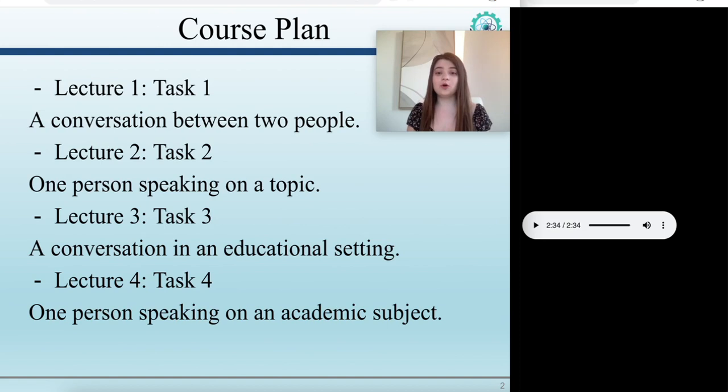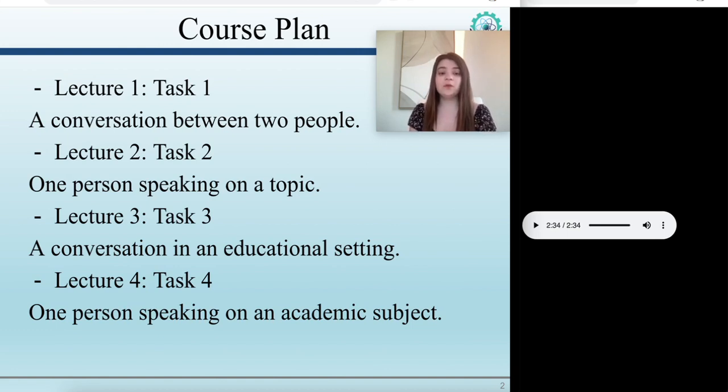So let's go over our course plan. Pretty straightforward. Today we're going to be hearing a conversation between two people, and we're going to answer some questions about it. So that's task one. We'll cover that today. Next day we'll do task two, which is where one person's going to speak on a topic and we're going to answer questions about what they're saying.